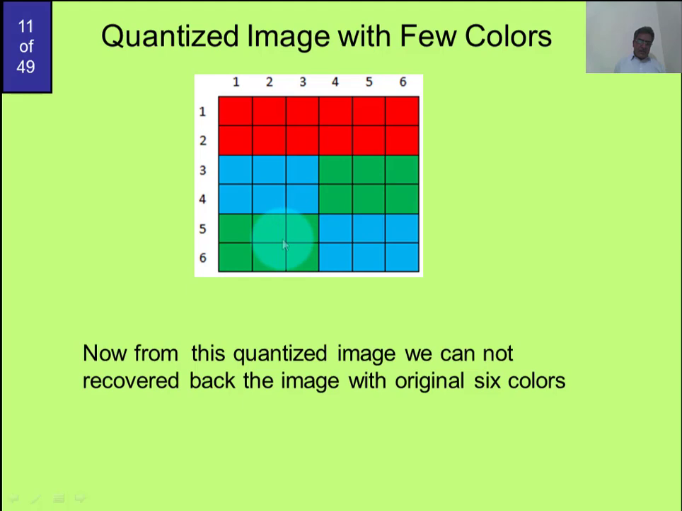Now from this quantized image we cannot recover the image with the original 6 colors. We cannot get back or retransform back the original color image, that is the image of the 6 colors. Three of the colors have been lost here which cannot be recovered. So quantization is also a process in which we lose some image information. That is, some of the information belonging to the image is lost during the process of quantization.